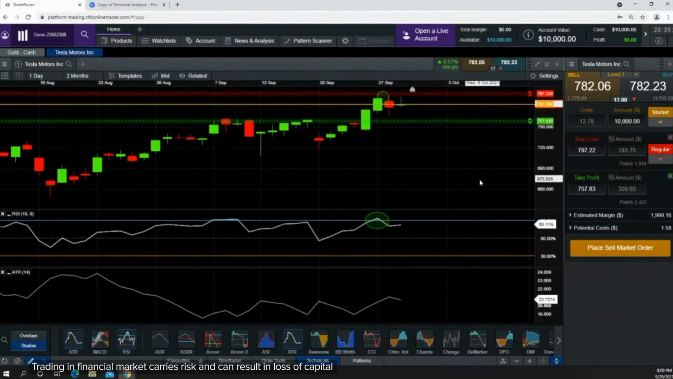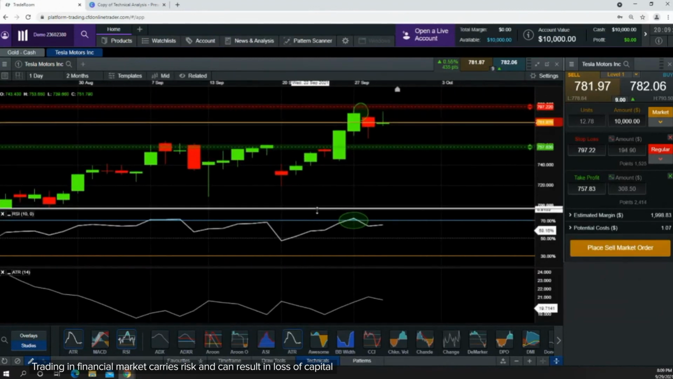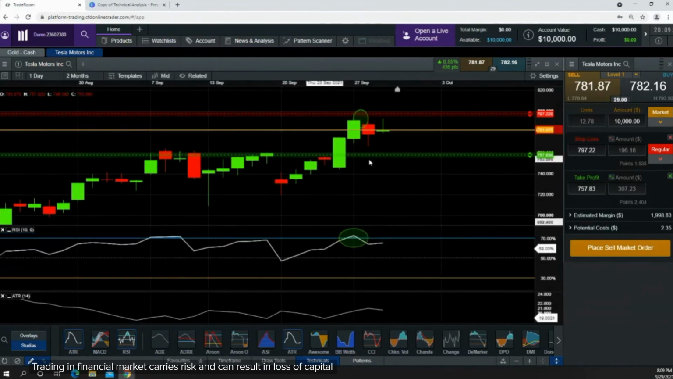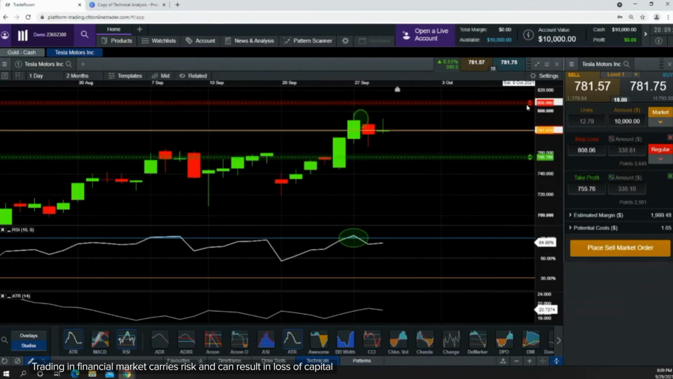I think most of you understand short selling. For those of you who do not know what short selling is, basically, I'm taking a position towards the downside. If the market goes down, I will make money. That's why the green line. If the market goes up, I will lose money.